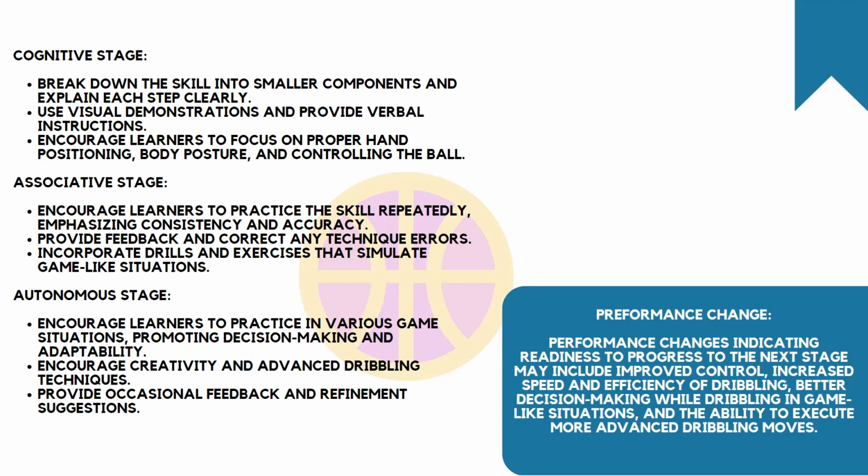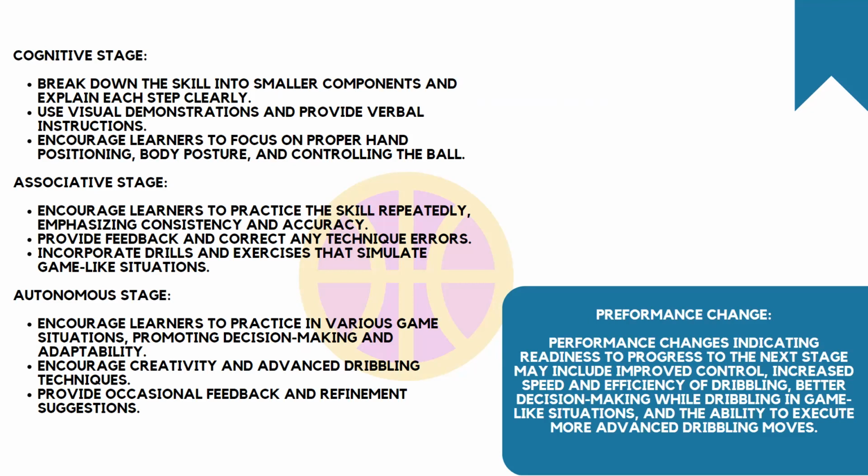And as for the autonomous stage, encouraging learners to practice in various game situations, promoting decision-making and adaptability. Basketball is a very unpredictable sport, like a million and one things that can happen. So trying to emulate that as much as you can in practice is going to transition over very well to in-game. Encouraging creativity and balanced dribbling techniques.